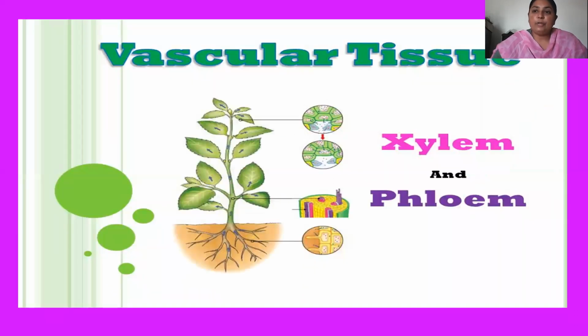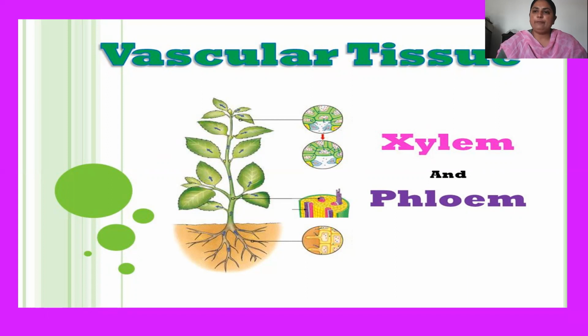So I have already explained that the vascular tissues are of two types. These may be xylem or phloem. Xylem is involved in the conduction of water and minerals from the roots to the various parts of the plant. And phloem is concerned with the transport of food substances. This food is actually manufactured in the leaf, and from the leaf it moves to various parts of the plant.